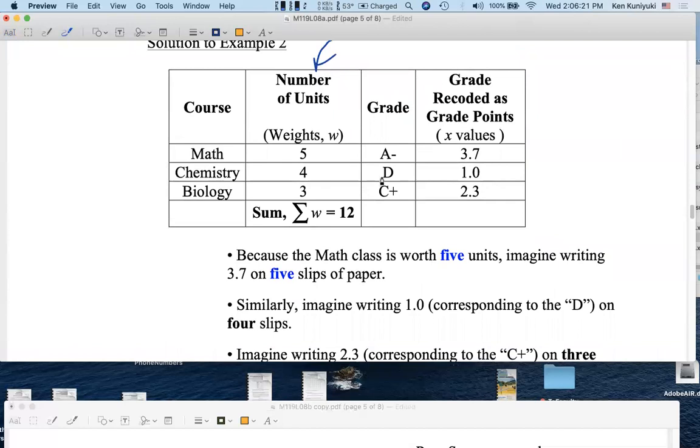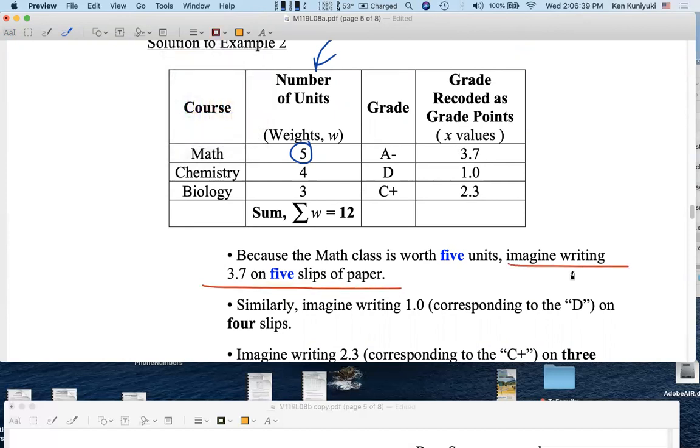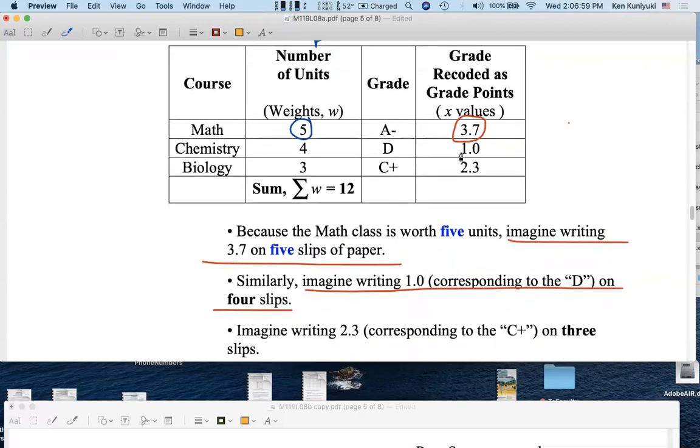Right? So imagine this. Because the math class is worth 5 units, imagine writing 3.7 on 5 slips of paper. Similarly, because the chemistry class was a 4-unit class where you scored a 1.0, imagine writing a 1.0 corresponding to the D on 4 slips of paper. And then likewise, imagine writing the 2.3 here on 3 slips of paper.